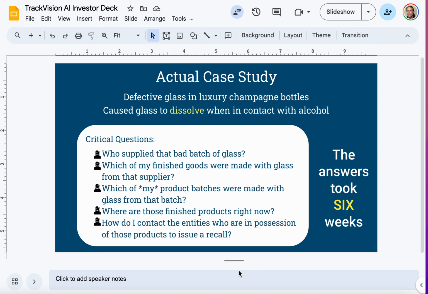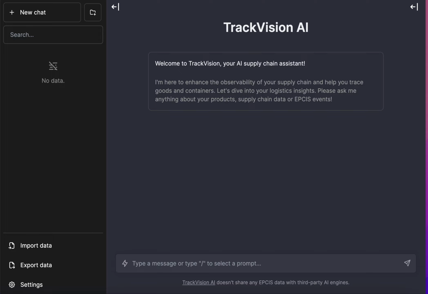So we've got a recall situation on our hands, and what we need to figure out is where did that bad batch come from? Which of my finished goods did that batch end up in? Where are those products right now? How do I get in touch with the folks who are in possession of those? How do I get them off the shelves so that they don't get into the hands of consumers? This was a problem that took multiple weeks to solve previously, with emails and phone calls and spreadsheets being passed around. So we're going to demonstrate how our TrackVision interface would deal with that.